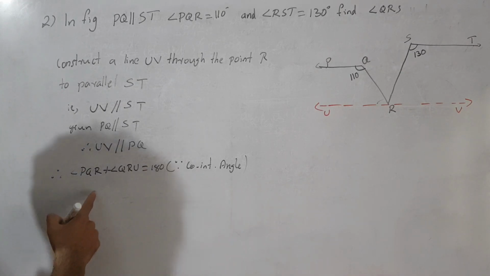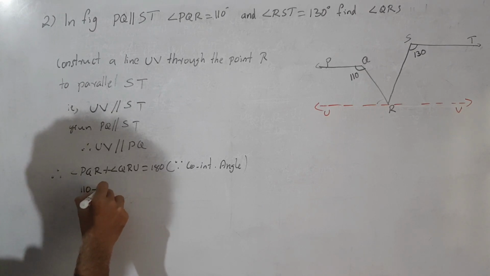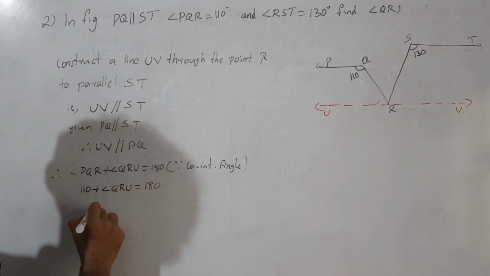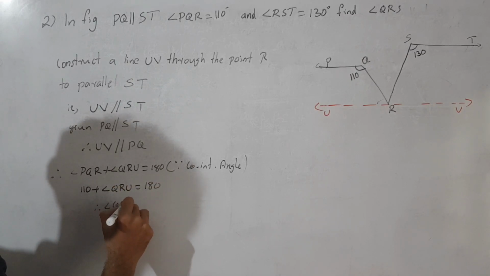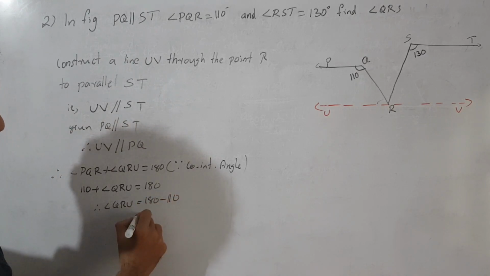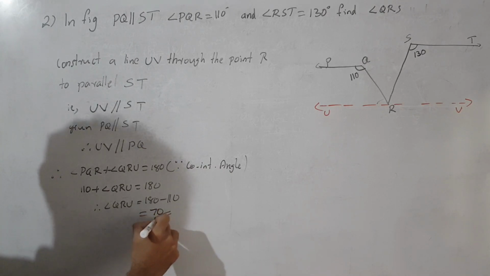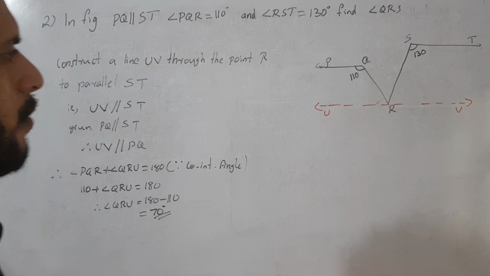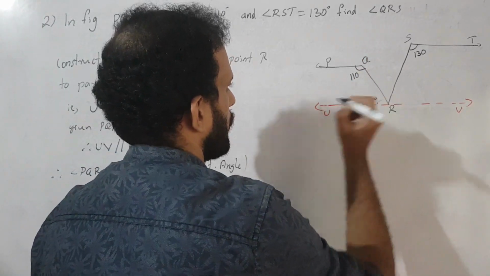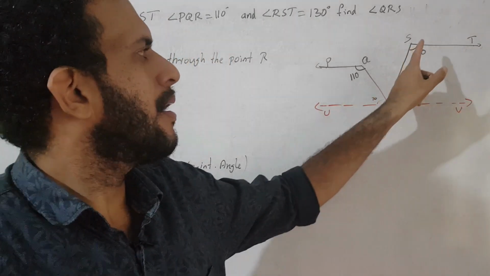The next step, we substitute the value. Angle PQR is 110 plus angle QRU is equal to 180. Therefore, angle QRU is equal to 180 minus 110. Then what do we get? 180 minus 110 is equal to 70. Now the angle value of QRU is equal to 70. Correct? 70.